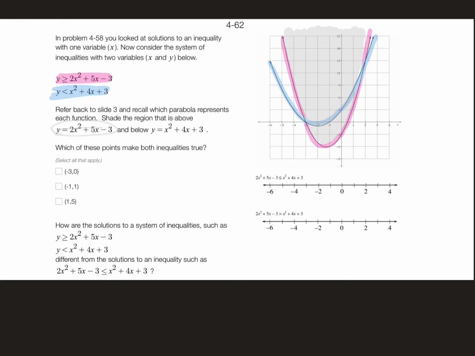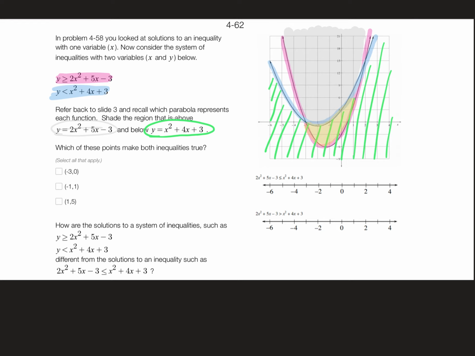Okay, next we're going to shade, and I'm going to use a marker this time, in this area. We're going to shade everything that is below the blue graph. The reason I'm doing that is because we have a less than symbol there. So we want all the values that are less than the blue graph. I'm going to use a different shading technique here, because I want to be able to find all of the points that are shaded twice. So what that ends up being is this section right here. I'm going to just highlight it in yellow.